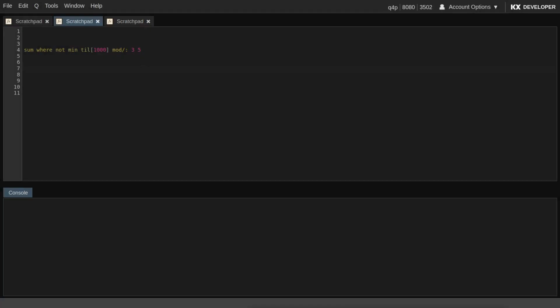So if I return now to my KX Developer, this is the simplified version of the formula. So it is 0.5 times n times a times 1 plus n. And remember, q operates right to left, so this will be done first. So we don't actually need the brackets here.